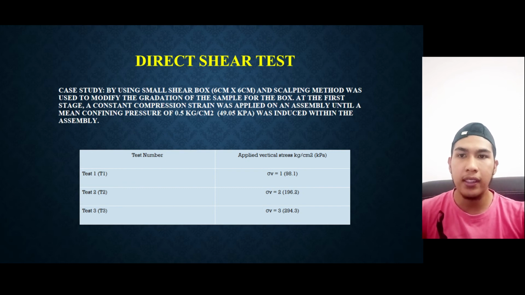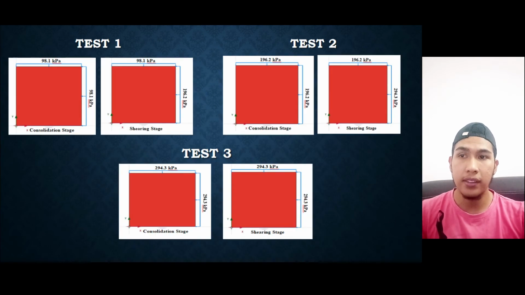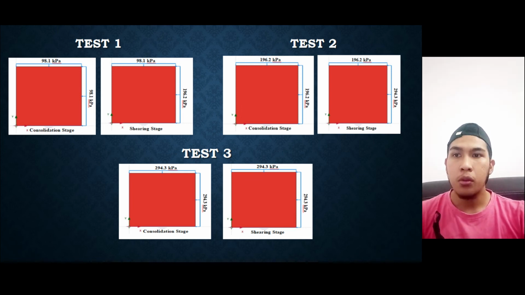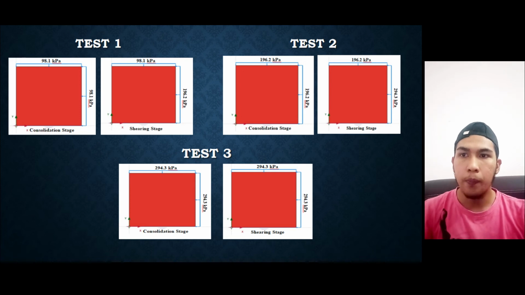The first one, test 1, is 98.1 kilopascal, test 2 is 196.2 kilopascal, and the third one, test 3, is 294.3 kilopascal. Next, this is our design using PLAXIS. We have designed 3 models of the direct shear test with different vertical stress. So the figure shows the consolidation stage and the shearing stage for each model.